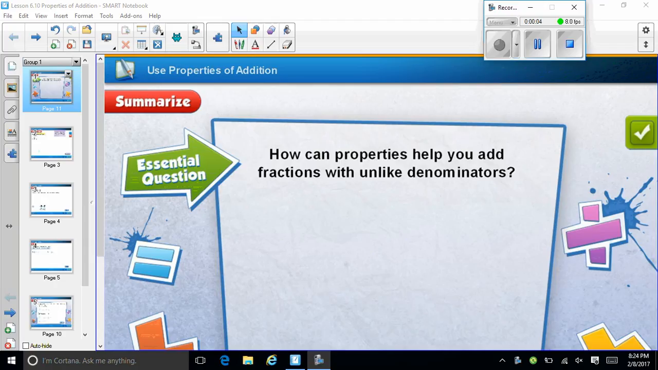Lesson 6.10, Properties of Addition. In today's lesson, we're going to discuss how we can use properties to help us add fractions with unlike denominators. Let's go ahead and get started.